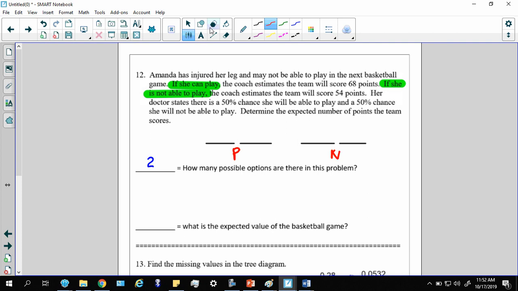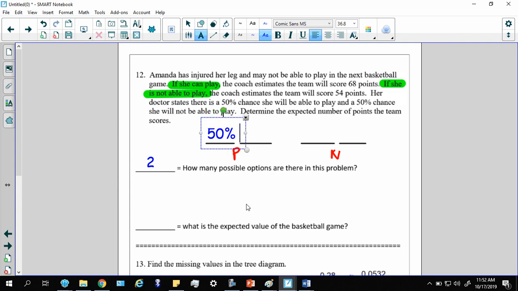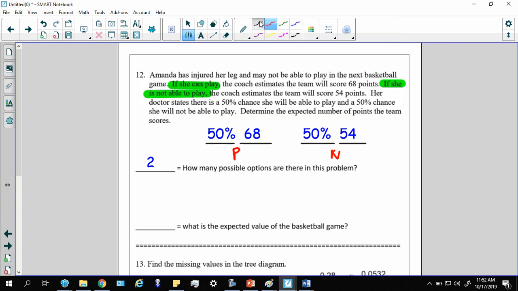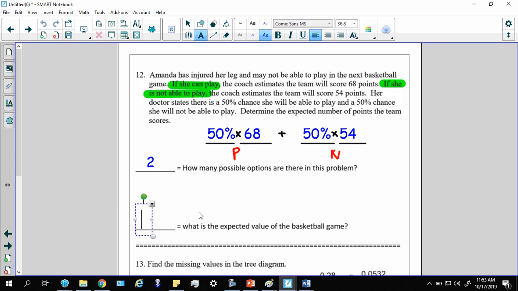All right, so let's see if we can pull some information here. There's a 50% chance if she plays, her team will score 68 points, which means there's a 50% chance that she doesn't play, which means her team will score 54 points. If you remember, I'm going to multiply this and then add it to this pair after I multiply it. So when you do the math, and you do this in your calculator all at once, you get 61 points.